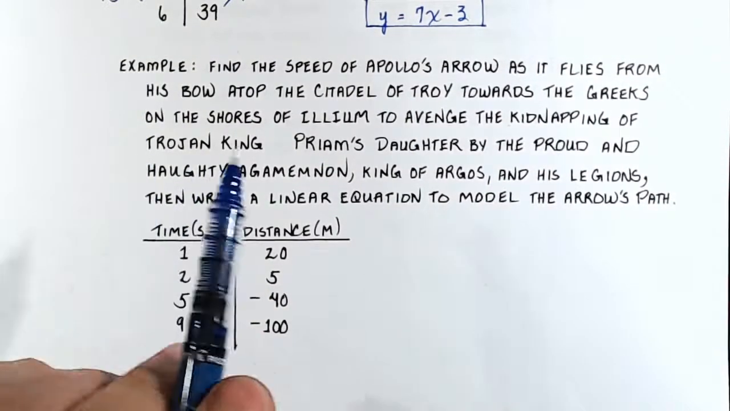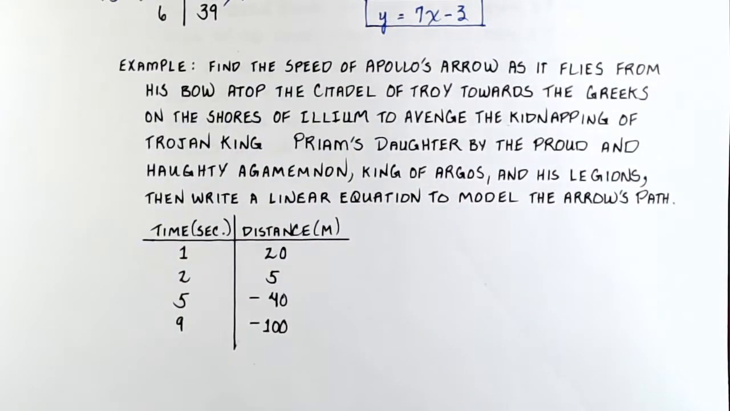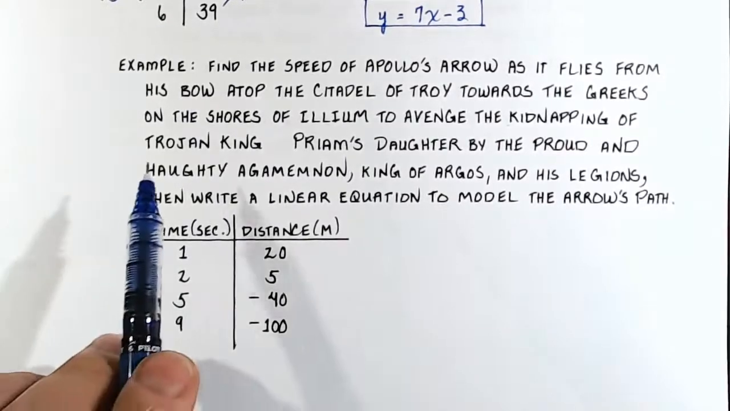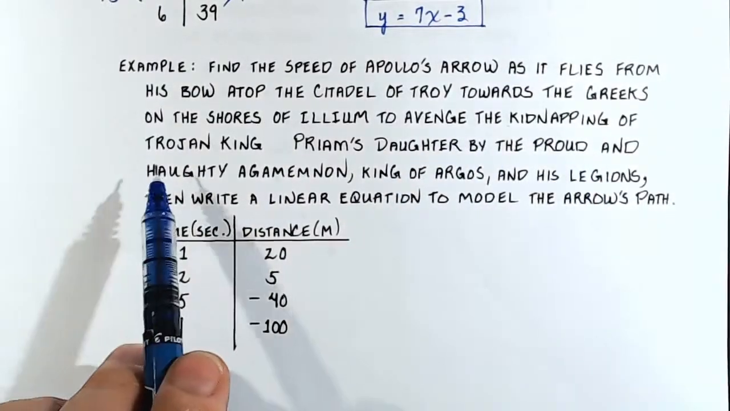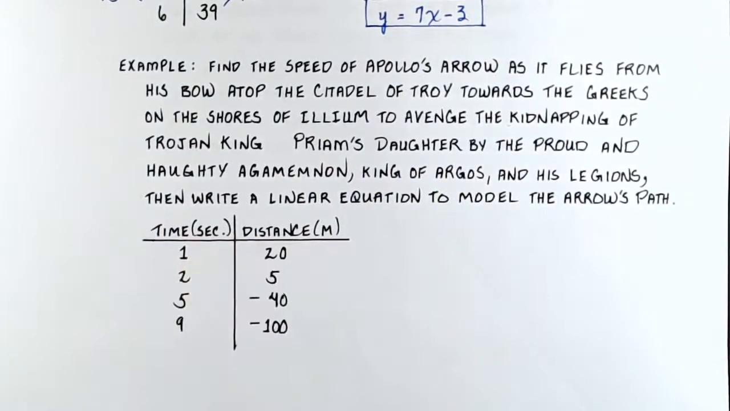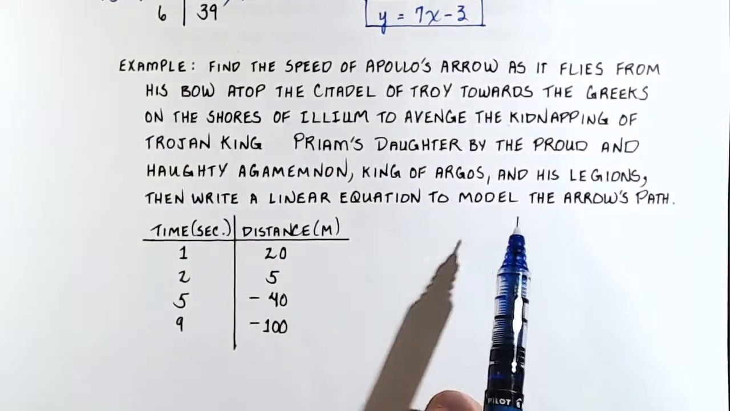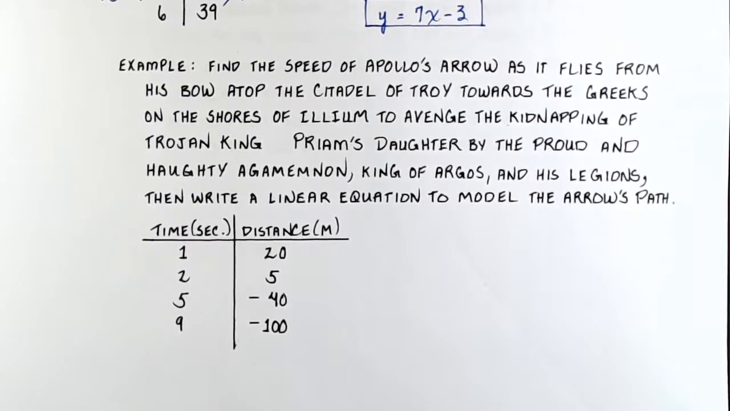So let's read what's happening here. Find the speed of Apollo's arrow as it flies from his bow atop the citadel of Troy towards the Greeks on the shores of Ilium. Ilium's just another word for Troy. To avenge the kidnapping of Trojan king Priam's daughter by the proud and haughty Agamemnon, king of Argos and his legions. Then write a linear equation to model the arrow's path. Okay, so that's a fun problem.